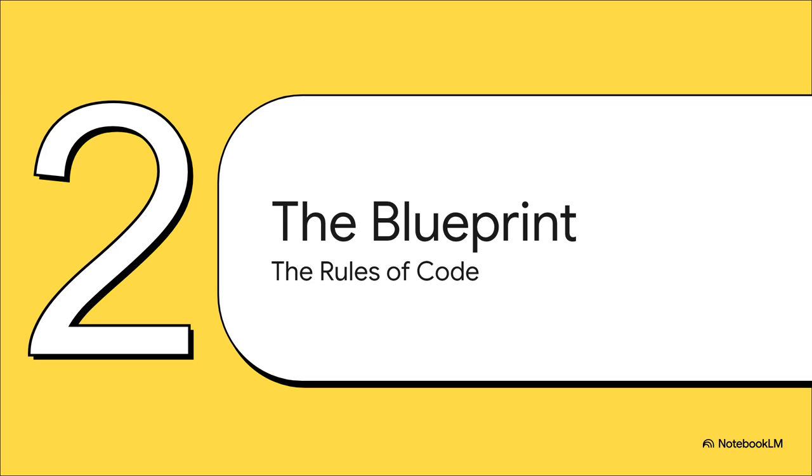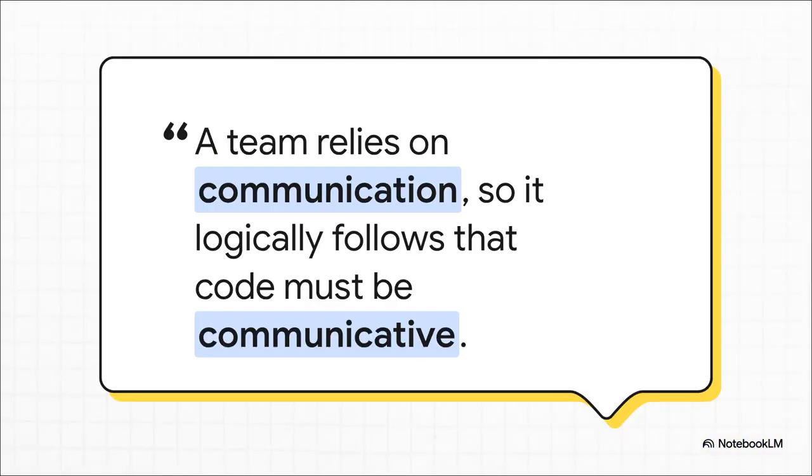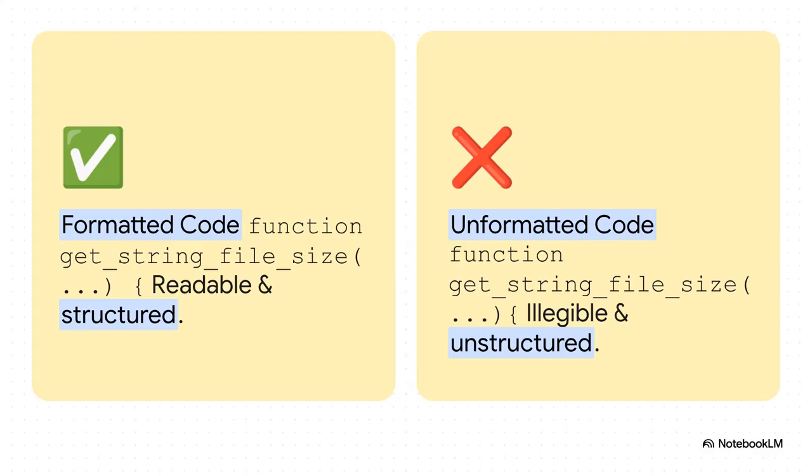Okay, so we've got our meaningful foundation. Now we need the actual blueprint, a set of rules for how we write the code itself. Think about it. Most websites these days are built by teams, not just one person. So the code can't be some kind of personal, cryptic language that only the author understands. It absolutely has to be clear and consistent for everyone involved. I mean, just look at this. These two blocks of code, they do the exact same thing. But which one can you actually read and understand at a glance?